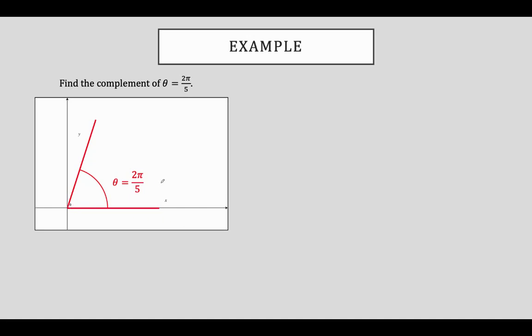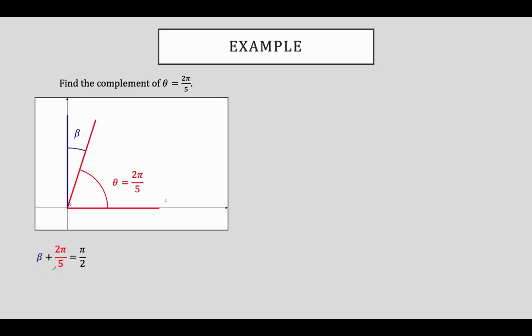Here I have theta is equal to 2 pi over 5. Notice again, whenever you guys draw out your angles, have that initial side on the positive x-axis and the vertex of the angle is at the origin. Okay, so complements. Complements are going to add up to pi over 2. So the complement is going to be this angle right here. Well, that's what we're trying to find. If we're trying to find an unknown, don't be afraid to give it a variable label. Let's call it beta. So we know that complementary angles have to add up to pi over 2.